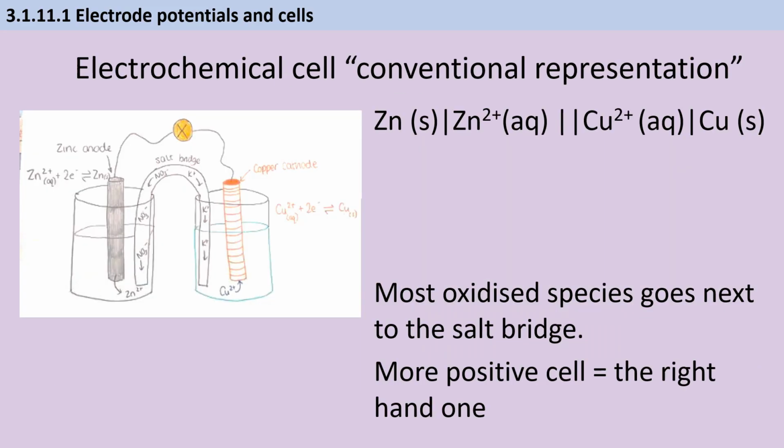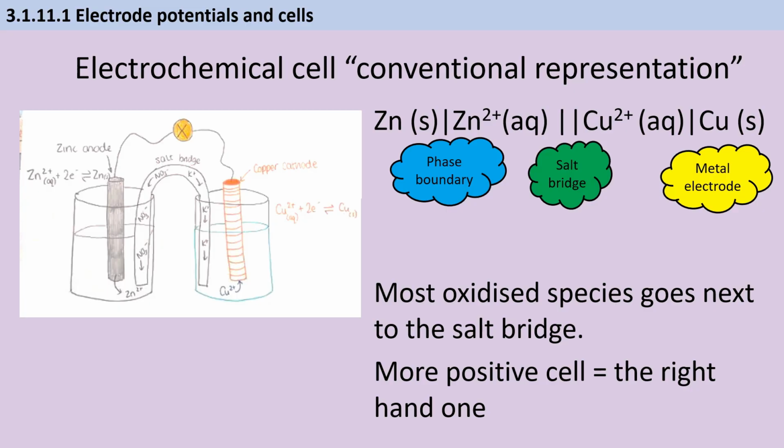An electrochemical cell made from two half cells can be represented by this conventional representation. In this, we use a double vertical line to represent the salt bridge, and then we use single vertical lines to represent phase boundaries, for instance between these solid electrodes and these aqueous solutions. When deciding where to put the different species, we always put the most highly oxidised species nearest to the salt bridge. So in this instance, the solid metal electrodes are on the outside and the aqueous ions are on the inside. If I'm showing the representation for an electrochemical cell that is actually going to generate a potential difference, then my more positive E value is going to go on the right-hand side.